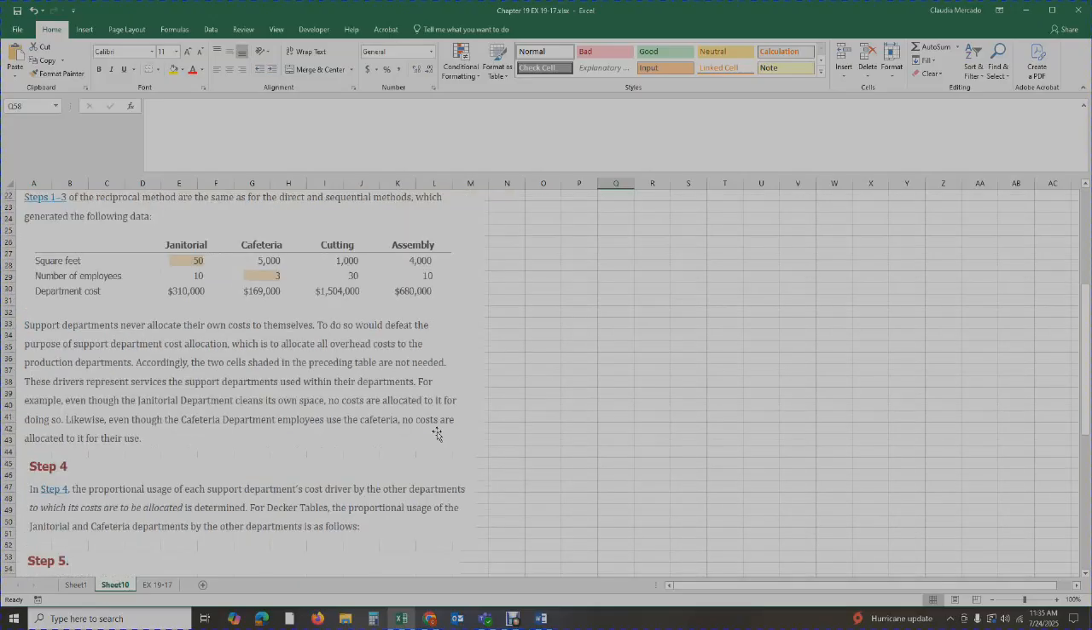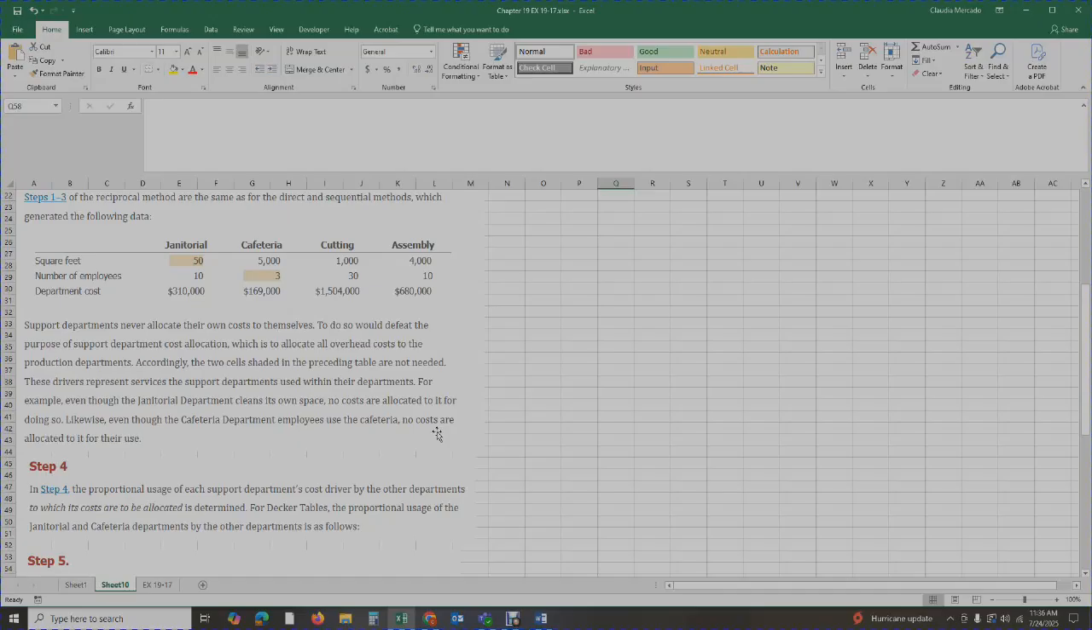It is important to note that support departments never allocate their own costs to themselves, okay? So if we are distributing the cost of a department, in this particular case, we've got janitorial, cafeteria, cutting, and assembly. If we are distributing janitorial costs, we are not going to distribute janitorial costs to ourselves. We're only going to distribute janitorial costs to the cafeteria, the cutting, and the assembly. The same thing, if I'm the cafeteria department, I will not be allocating cafeteria costs to myself. I will only be allocating cafeteria costs to the janitorial, cutting, and assembly. So it's very important that you remember that support departments never allocate their own costs to themselves.